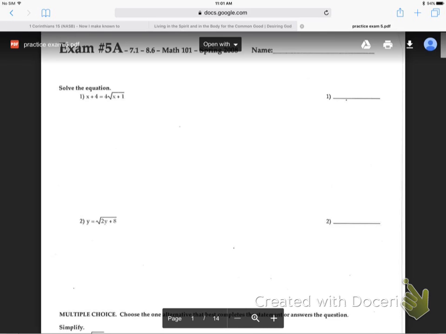Good. I wasn't even thinking about that. Yeah, the root symbol, right? When you see that root symbol, right away you know you're going to need to do parentheses, second power on both sides. I hope that hits you right. Remember, the 2 power and the root are opposites of each other.